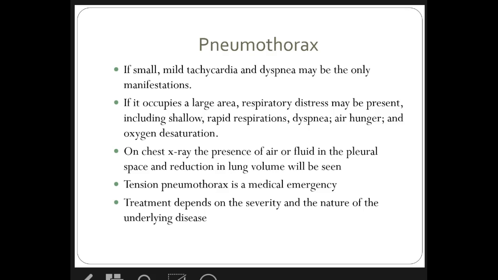Emergency management that is done initially would be to insert a large bore needle into the anterior chest wall at the 4th or 5th intercostal space. This will release the trapped air. Then a chest tube can be inserted and connected to water seal.